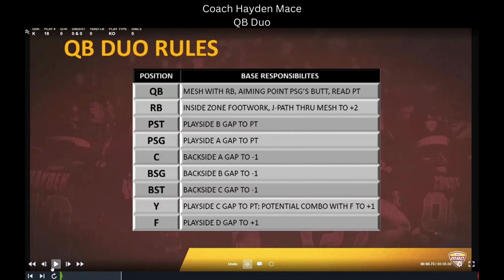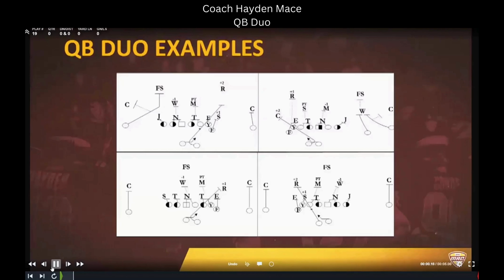But our anchor wide tight end is play side C gap to the point, and then most often creating a combination with the play side tackle or the off the ball tight end to our +1 player. And then our wing tight end, play side D gap to +1. There are absolutely adjustments to this and deeper rules, but just in terms of a basic install, this is what it looks like. Okay, a couple drawings here.